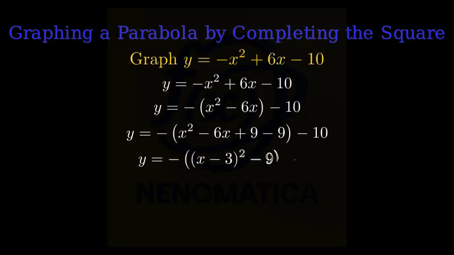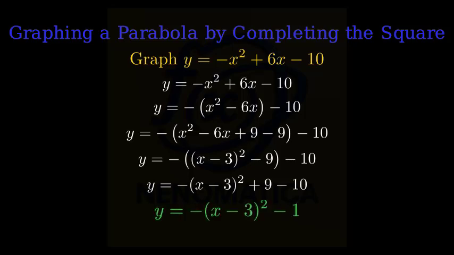Add and subtract 9 inside the bracket, so we don't change the value. The trinomial becomes (x minus 3) squared. Distribute the outer negative and simplify. Our vertex form is y equals negative (x minus 3) squared minus 1.